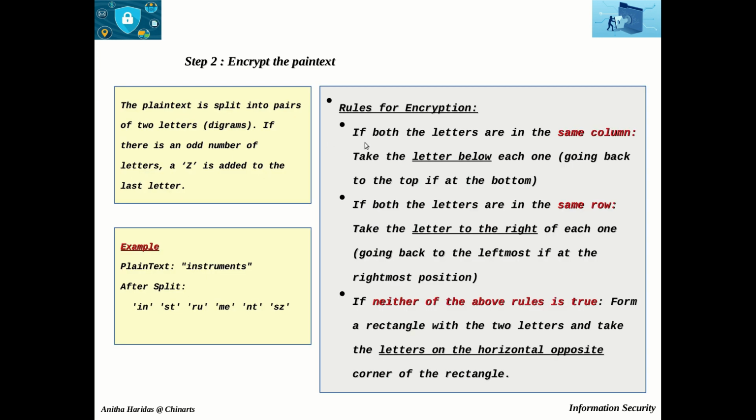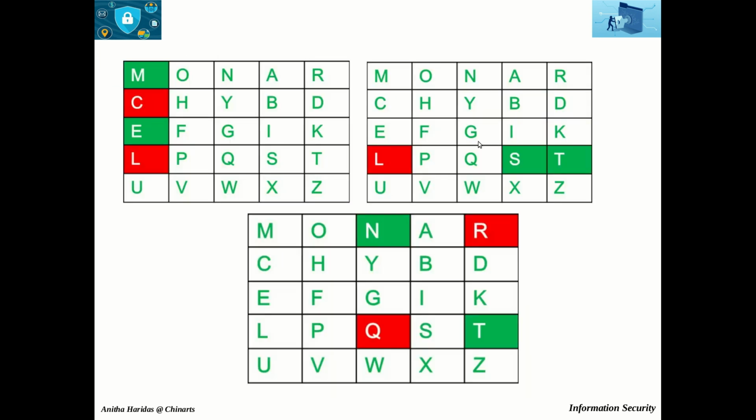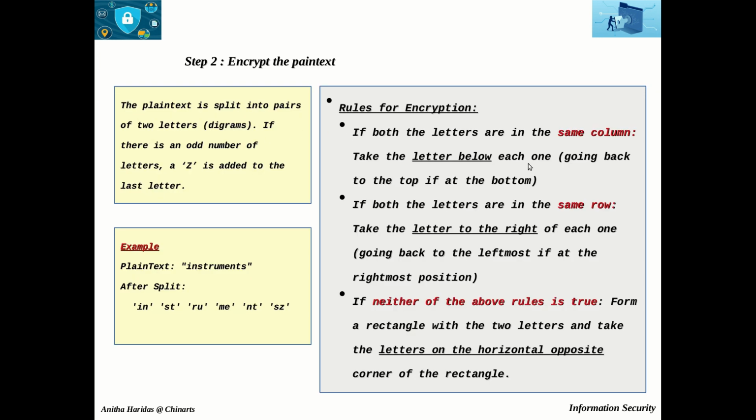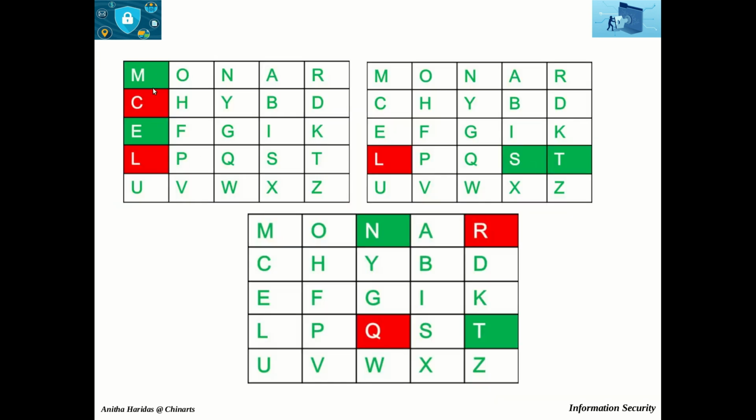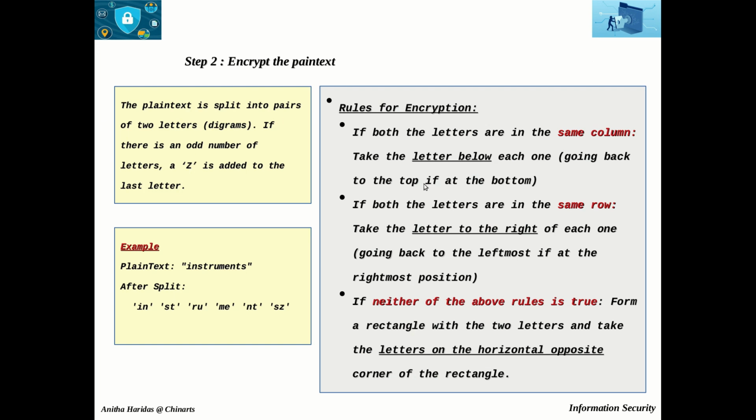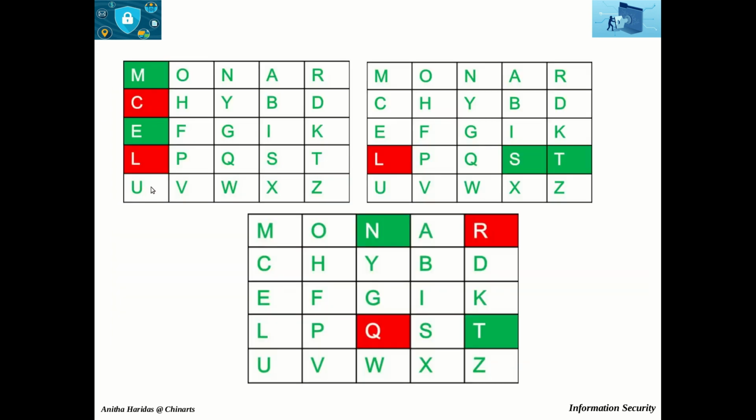That is what the rule says if both the letters are in the same column. M and E are in the same column. Take the letter below each one. So for M we take C, for E we take L. That is rule number 1. Going back to the top if at the bottom: suppose, for example, you have the character U as the plain text, we'll go to the top for the below character. So U will be replaced by M.